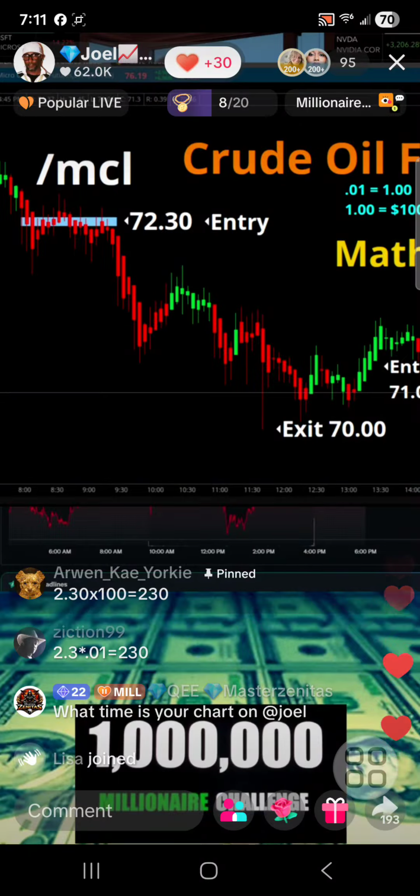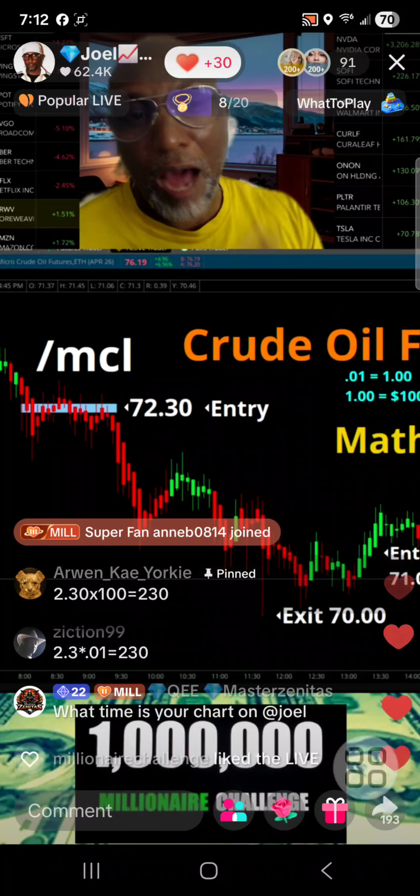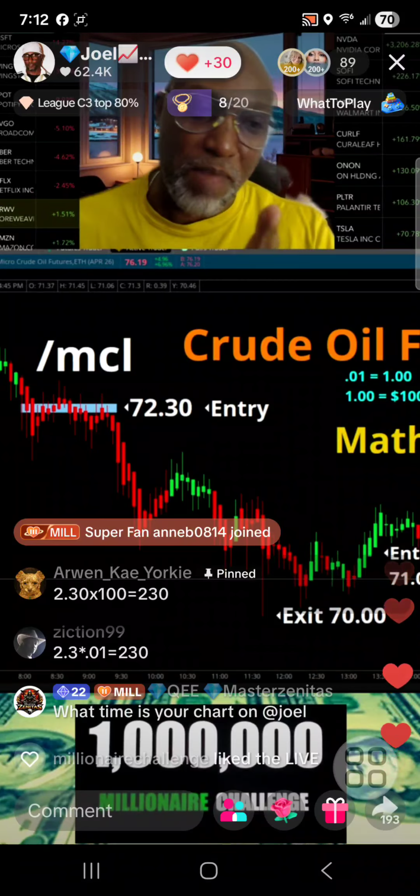We moved $2.30 because we moved from, guys, it's simple math, 72.30 minus 70 gives you $2.30. Well, we make $100 per dollar move. It moved $2.30. If you multiply $2.30 times 100, you just made $230. How much did I need in my account to make $230?